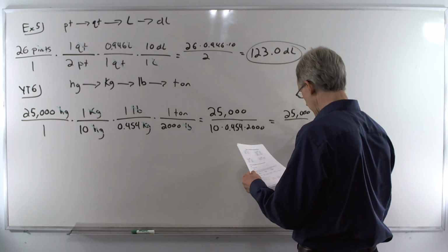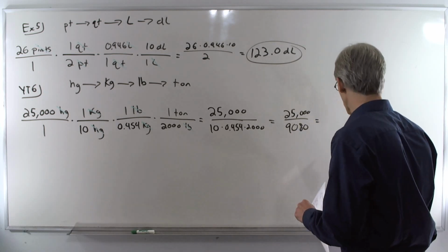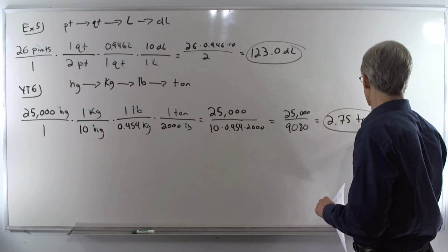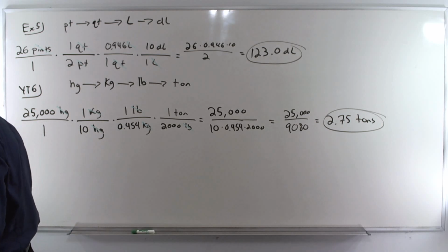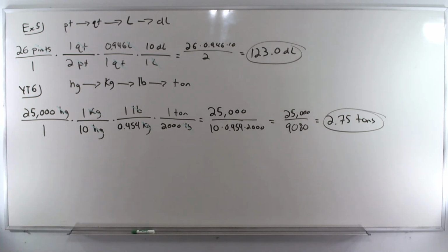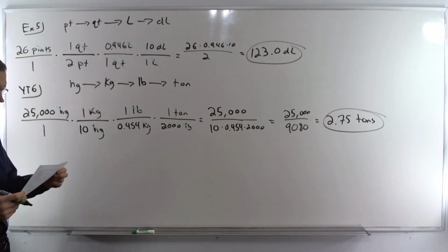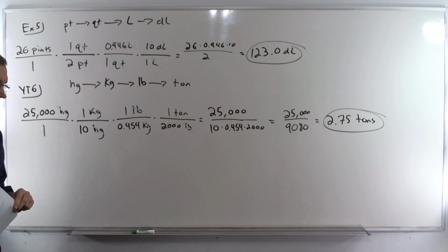So that gives us 25,000 over 9080. Divide that out and we get 2.75 tons. Your turn, number 7. We're going to convert 432,000 seconds into days.